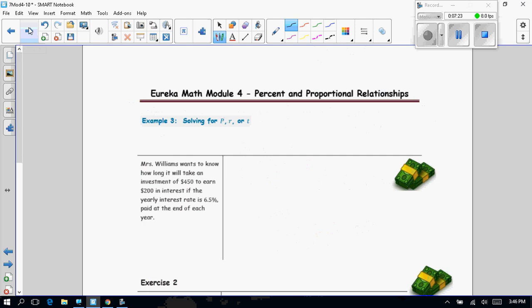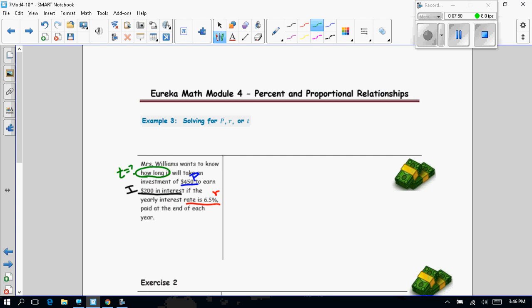Next page. Mrs. Williams wants to know how long it will take an investment of $450. So she's investing it. That's her principal. Right? There's the principal. To earn interest, there's the I. That's $200 when the interest rate is 6.5%, right? We want to know how long. We want to know the time.